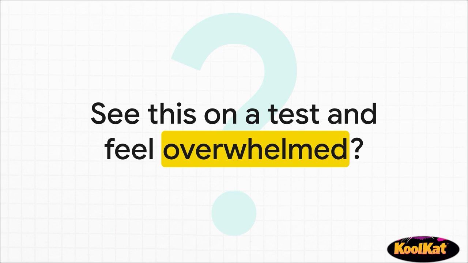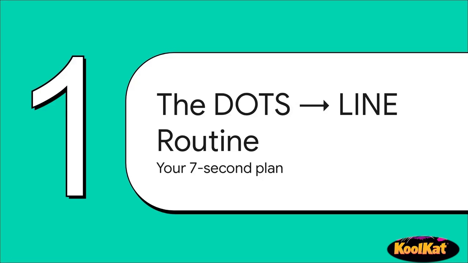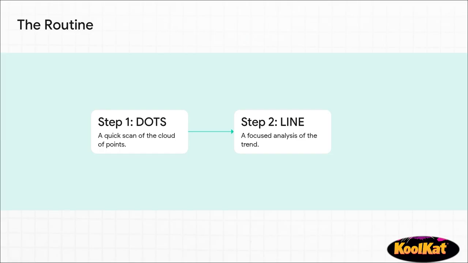No more guessing. Okay, so here's the secret weapon. We call it the dots to line routine. Think of it as your 7-second game plan. It's a really quick, two-step process that'll let you break down any scatterplot and figure out its story in, well, seconds. And it really is that simple.